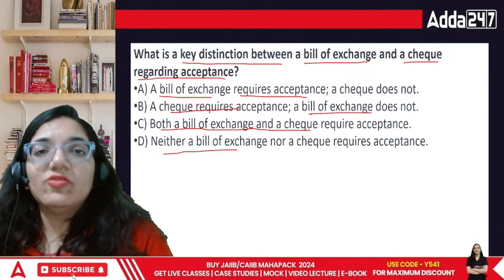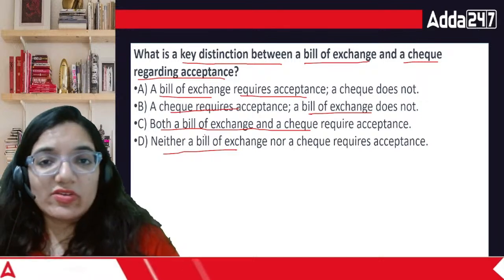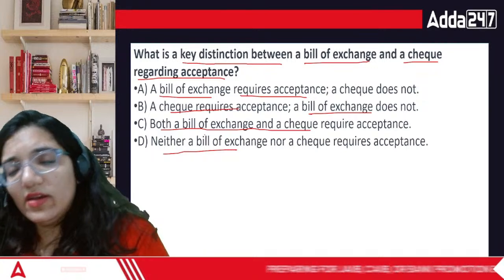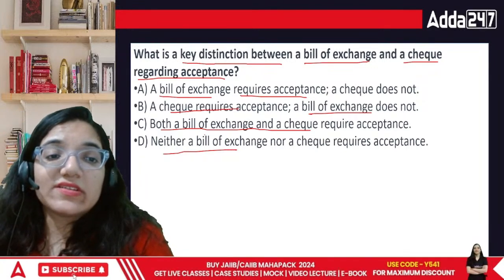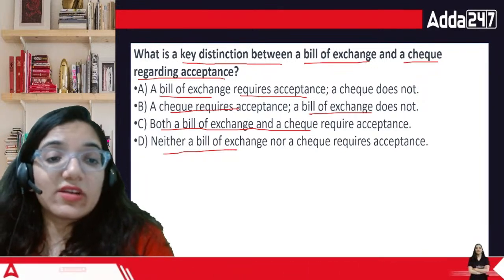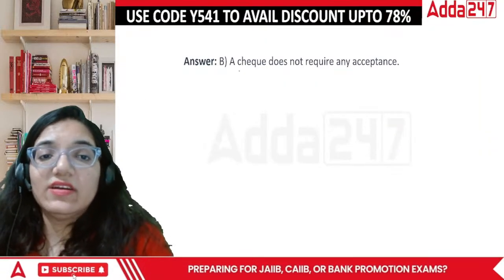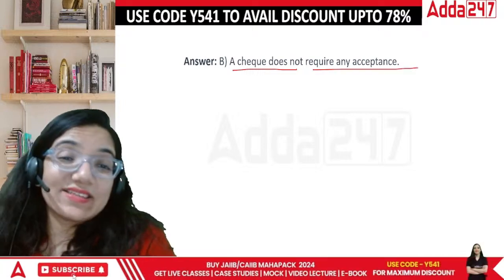When you issue a particular check on someone, there is no acceptance. It is given by you only. You have given the order, okay, take out money from my bank account. So in this case, the check does not require an acceptance. Okay, so the answer is a check does not require any acceptance.